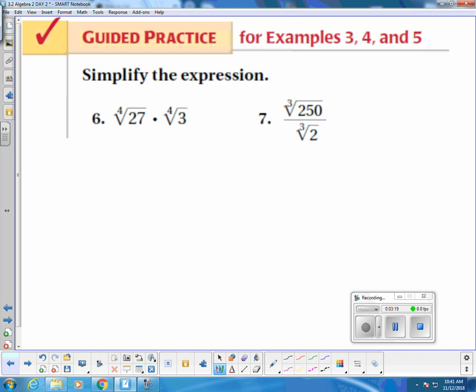All right, let's try number 6. Now, we're not adding or subtracting anymore, so having like terms is suddenly not all that important. What's important now is that these 2 jail guard guys, these 2 4s match. And when they do match, you can utilize the product property of radicals. The product property says that the 27 and 3 can go under the same jail together. Can you guys type that in for me? 27 times 3. See what we get.